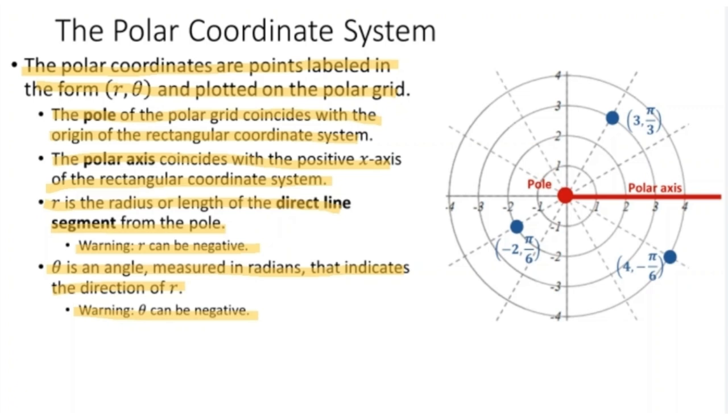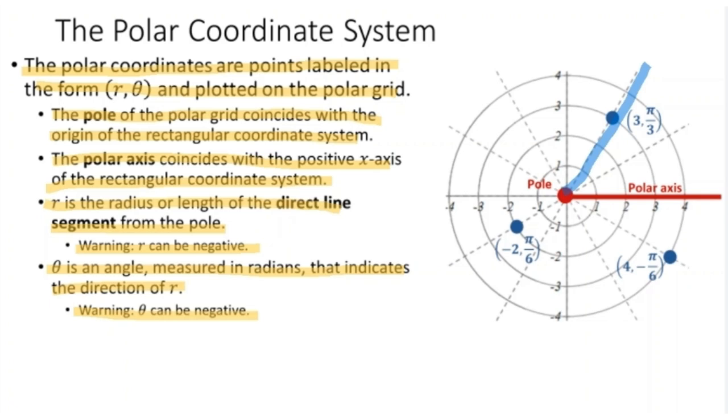Now let's take a look at an example of a few points plotted on our grid. The point (3, pi over 3) means that we're in the direction of pi over 3 radians, which we can see the terminal side of drawn in blue. And the positive 3 means we are 3 units away from our pole in the direction of the terminal side of pi over 3. As we can see drawn on our plane, it's on the circle that has a radius of 3.